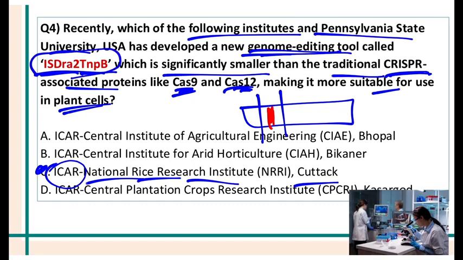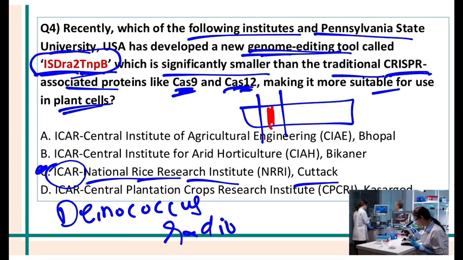So you can see DRA. The name of the bacteria is Deinococcus. This is a tool which is obtained from a bacteria called Deinococcus radiodurans. That is where you get this word DRA. And it is significantly smaller than CRISPR associated proteins like Cas9 and Cas12, and therefore it is suitable for use in the plant cells.